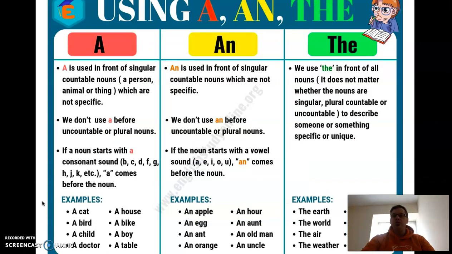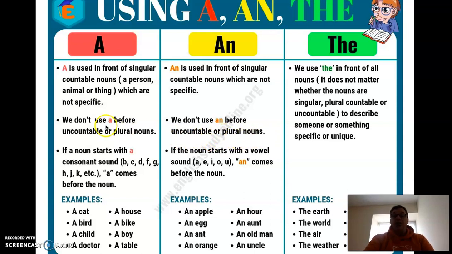But when do we use these articles? This is a nice chart. We have them here, a, an, and the. A and an are very similar. Both are used in front of singular, countable nouns. Okay? A chicken. Okay, a chicken. We don't use a before uncountable or plural nouns. We don't use an before uncountable or plural nouns.